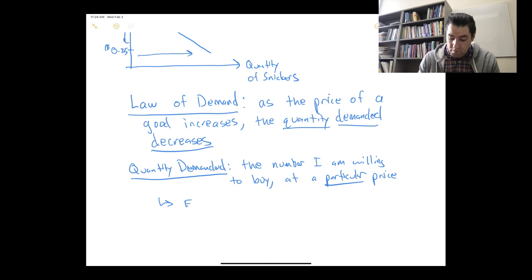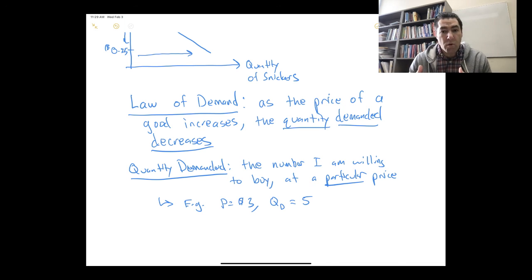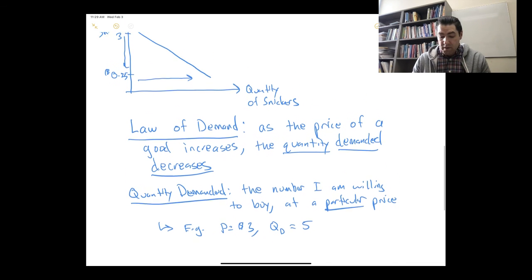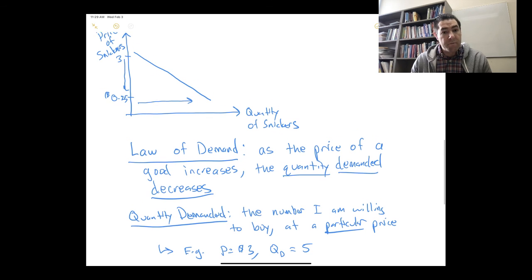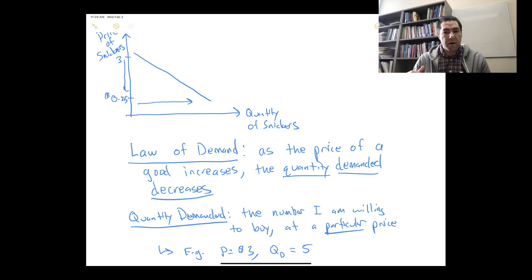For example, when the price of Snickers was $3, we said the quantity demanded was 5. So it's a particular price, and how many I'm willing to buy at that price is the quantity demanded. The law of demand says that this is an inverse relationship: the higher the price, the lower the quantity demanded, or the lower the price, the higher the quantity demanded. Fairly straightforward. What we'll do in the next video is try to understand some intuition for why it has that negative relationship.